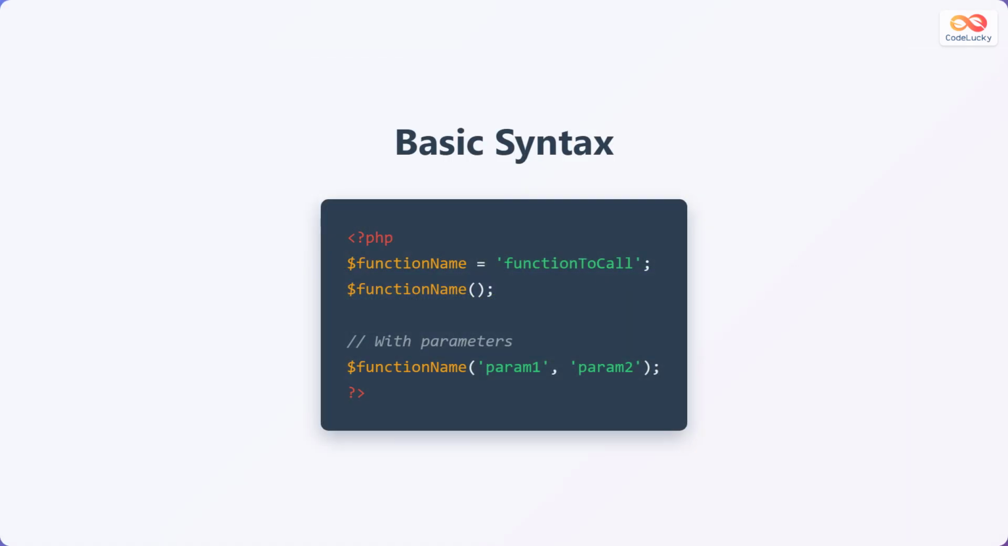Here is the basic syntax for using variable functions. First, assign the name of the function you want to call as a string to a variable. Then, use that variable followed by parentheses, just like you would with a normal function call. For example, you can pass parameters inside the parentheses to the variable function in the same way.